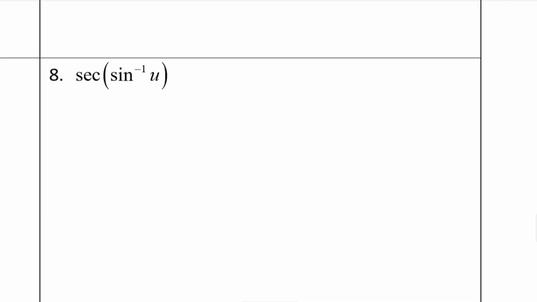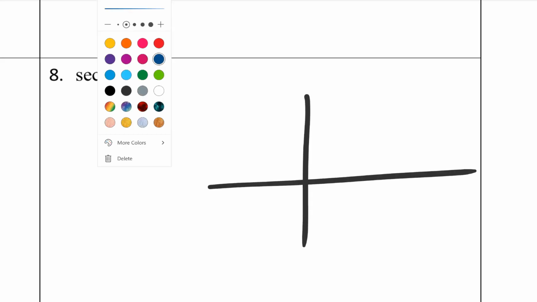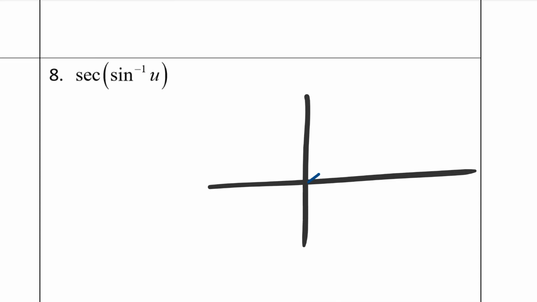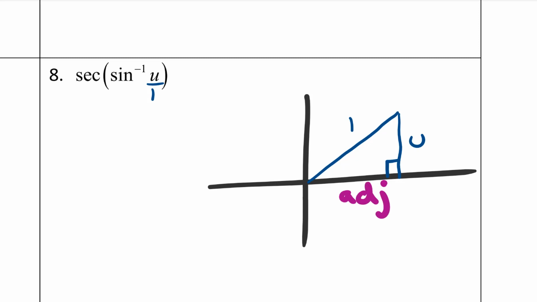Now I'm going to address number 8 before I go, and all I'm going to do is set it up for you. All whole numbers and variables are over 1. Sine is equal to the opposite over the hypotenuse. You need to get that adjacent side in terms of u. Maybe a squared plus u squared equals 1 squared, then solve for a, and that will get you your next piece. So that's the tricky one.